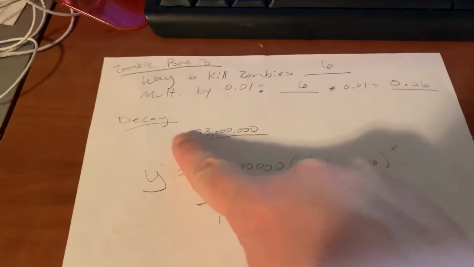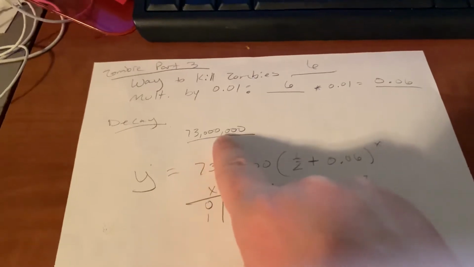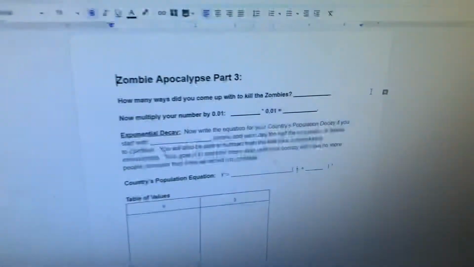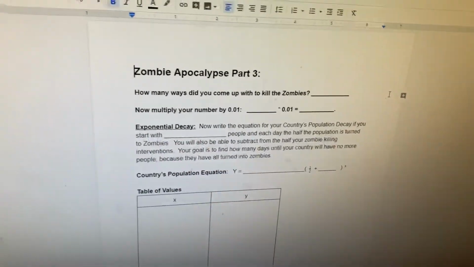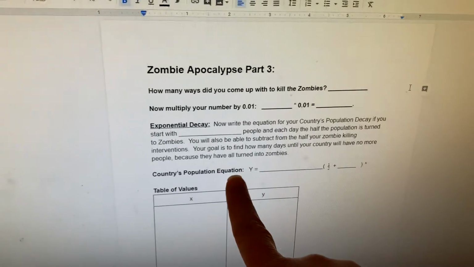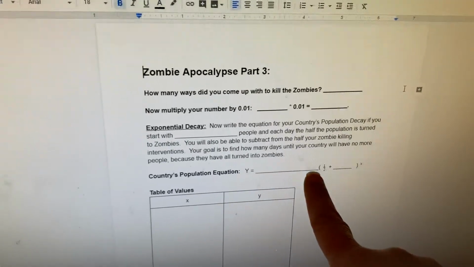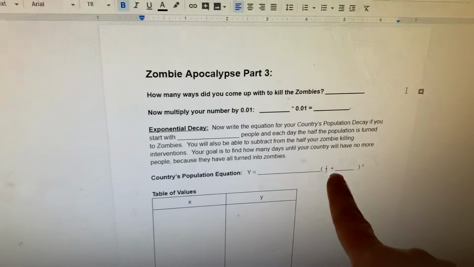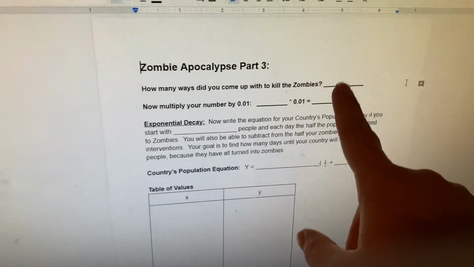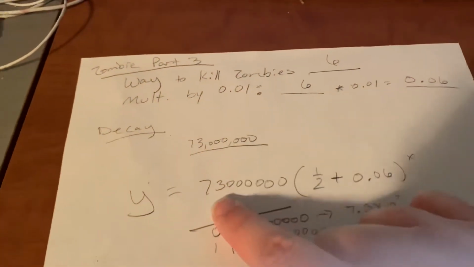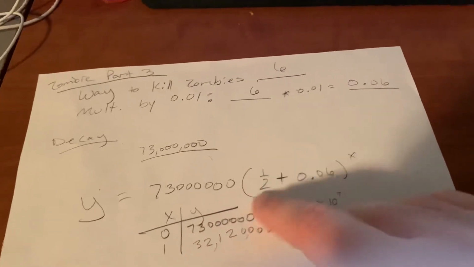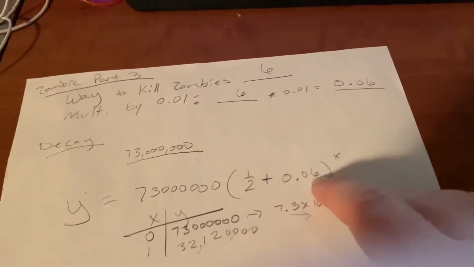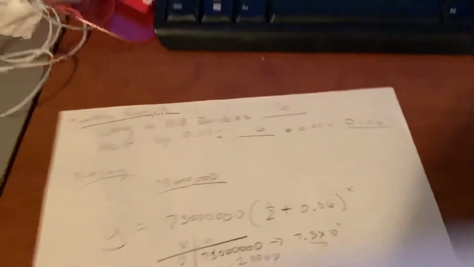And then I'm going to take the decay, 73 million. That's the population, okay? So this is going to be very similar to the second part of the zombie project. So what's your starting population? The country's population equation is going to start with your country's population, then 1/2 plus whatever value we got right here. Okay, so for mine, it's going to be 73 million for my made-up country. Yours will be different. And then parentheses, it's 1/2 plus 0.06. And that's going to be raised to the x power.